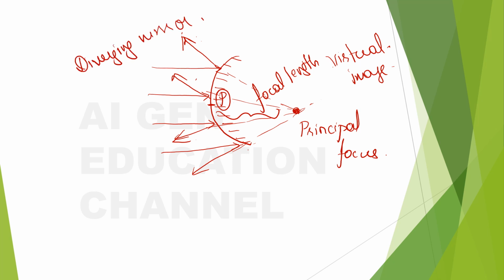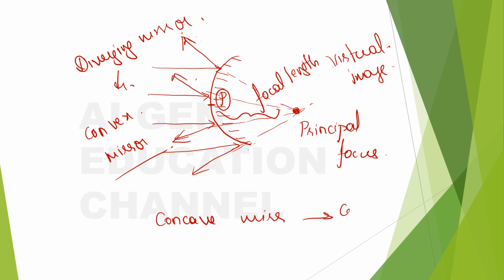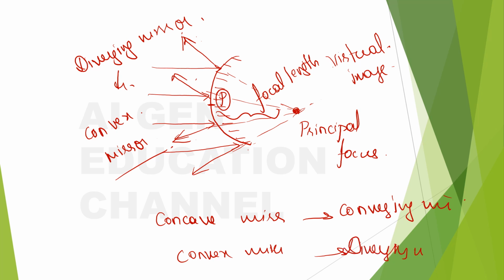As the reflected rays are diverging, this sort of mirror is called a diverging mirror. What is it called? It is called a convex mirror. Convex mirrors are the diverging mirrors, and concave mirrors are converging mirrors. It is as simple as that.